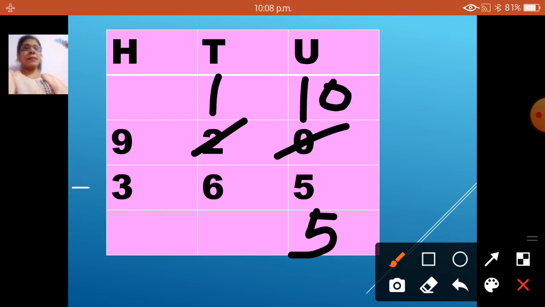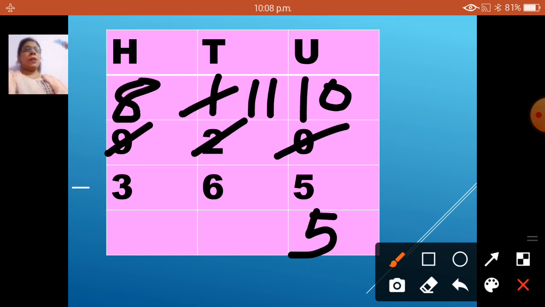1 minus 6. Not possible. Again we'll cut it and make it as 11. From where did I get this one? I borrowed from 9. And 9 became 8. So 11 minus 6: after 6, 7, 8, 9, 10, 11. That is 5. 11 minus 6 will be 5. 8 minus 3, 4, 5, 6, 7, 8, 5. So when I subtract 920 minus 365, I get my answer 555.